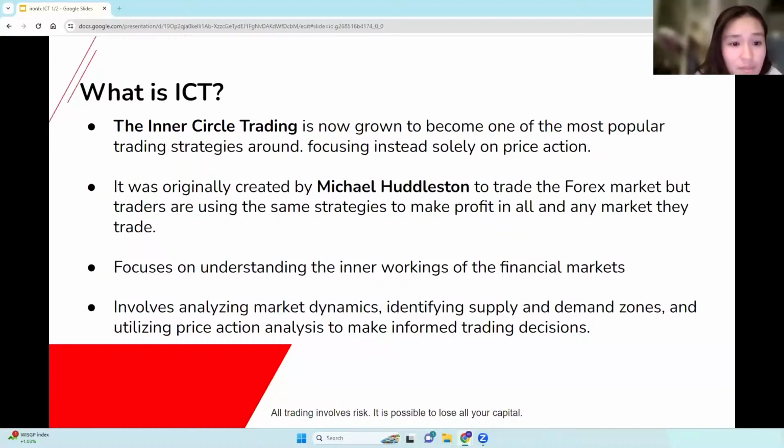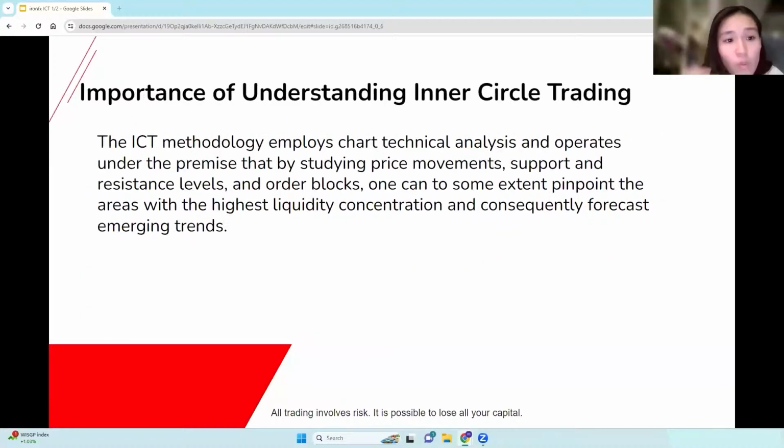So why exactly is it important for us to understand what ICT is? In today's highly volatile and competitive financial markets, having a deep understanding of how the markets operate can give you a significant edge as traders.